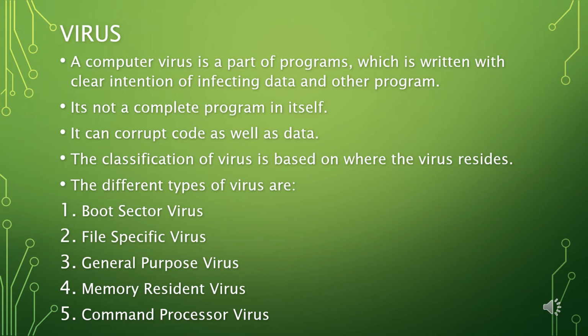Depending on where the virus resides, computer viruses are classified as follows. That is, the different types are: boot sector virus, which resides on your booting file. File specific virus: if it is a Word file, it will only affect a Word file. If a virus is made for an Excel file, it will only affect an Excel file. If it's for an image file, it will corrupt your image file, and so on.